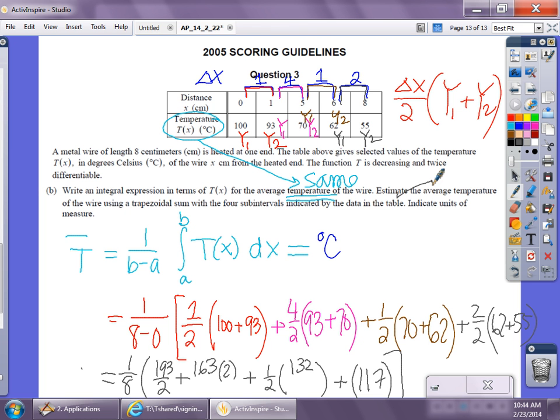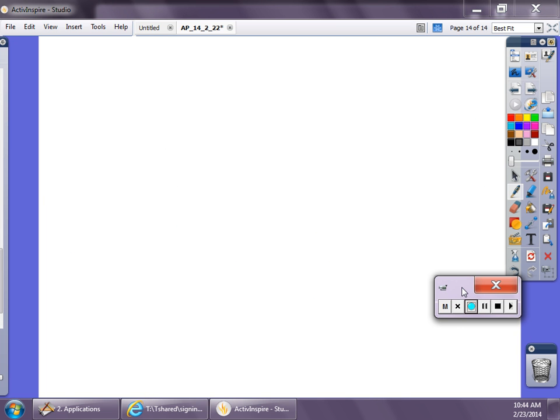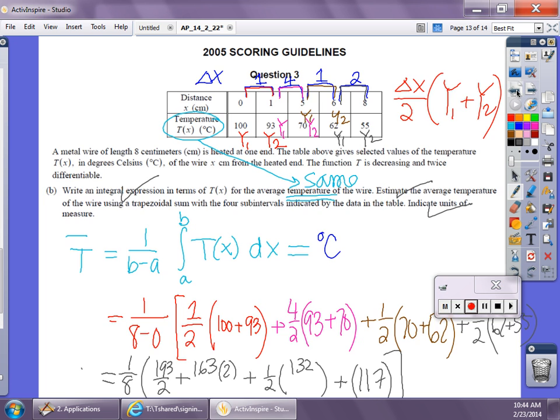With the trapezoidal, I wrote my integral expression and I indicated the units of measure. There were 3 things it asked me to do. I did all 3 things. All right, that's it. That should be everything. So just a little summary. Remember the trapezoidal rule. We're going to do one trapezoid at a time, delta x over 2 times y1 plus y2, and then you also want to remember the trapezoidal rule, over and under approximations depend upon concavity.